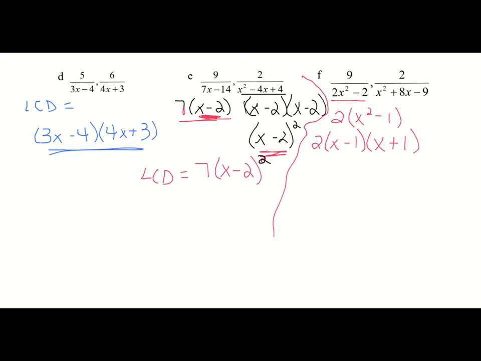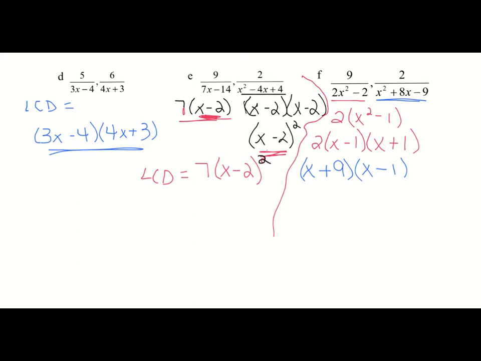Now I have to look at the x squared plus 8x minus 9. So that can factor into x and x. I need it to multiply to get 9 and add to 8, with 2 different signs. So I'm going to have to use 9 and 1. I want a positive 8, so we're going to have a positive 9 and a negative 1.